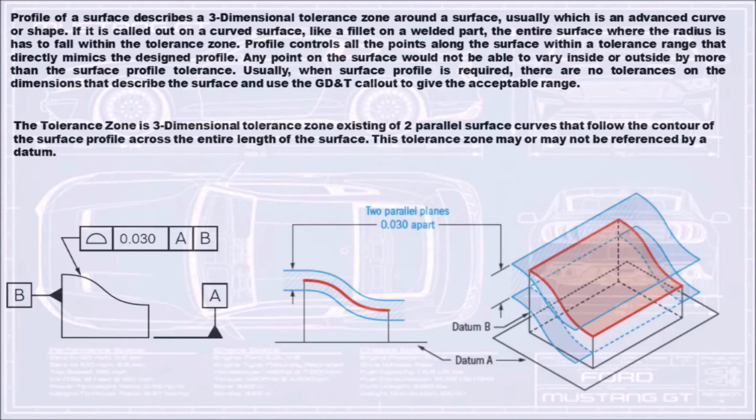Usually, when surface profile is required, there are no tolerances on the dimensions that describe the surface, and you use the GD&T callout to give the acceptable range. The tolerance zone is a three-dimensional tolerance zone consisting of two parallel surface curves that follow the contour of the surface profile across the entire length of the surface. This tolerance zone may or may not be referenced by a datum.